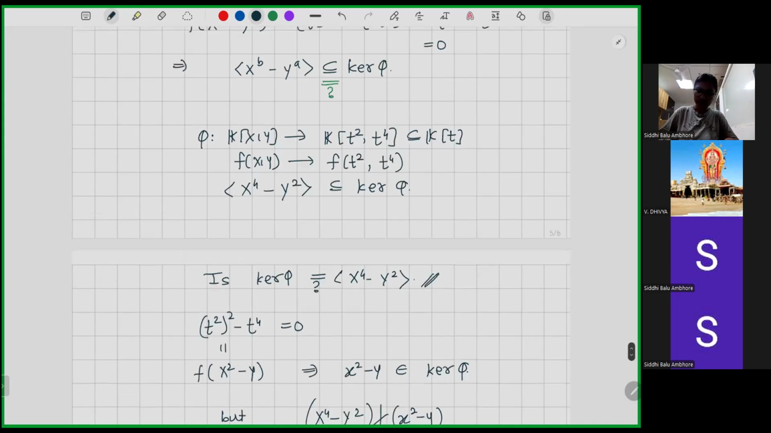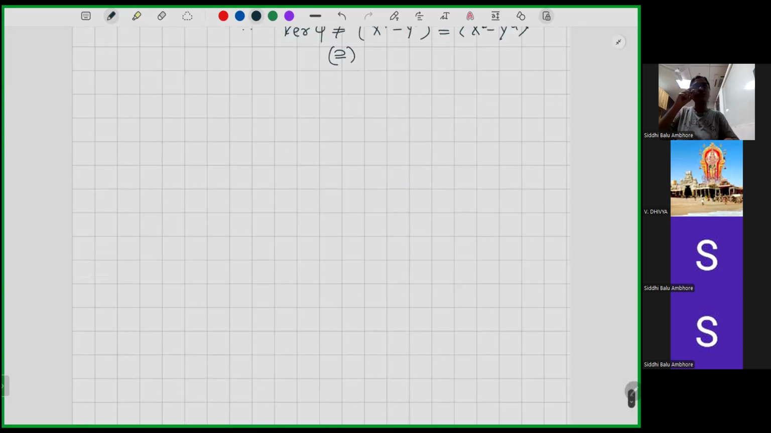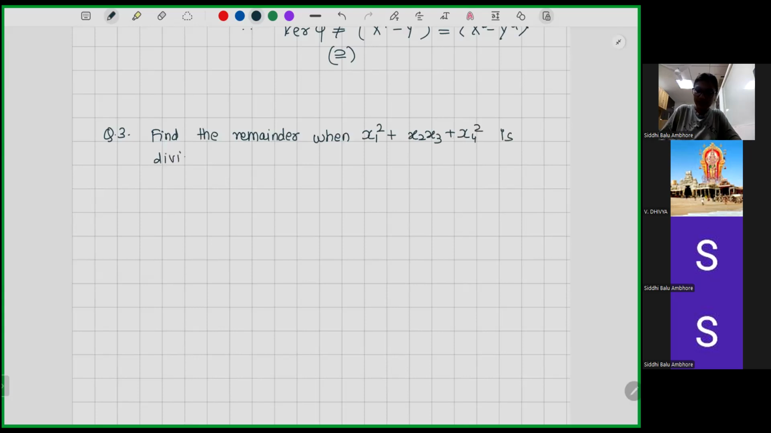This is, I think, question 3 for us. Yeah, question 3. So they are saying, find the remainder when x1 square plus x2 x3 plus x4 square is divided by x1 plus 1 in lexicographic order. Okay, so we have to find this in lexicographic order.